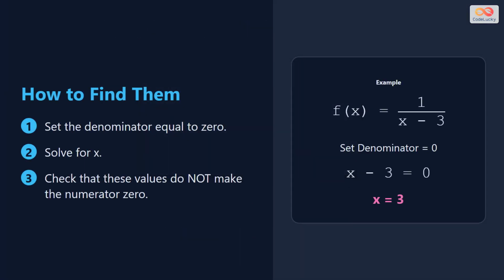Finding them is a straightforward process. First, you set the denominator equal to 0. Second, you solve that equation for x, and third, very importantly, you must verify that these x values do not also make the numerator 0. If only the denominator is 0, you have found a vertical asymptote.